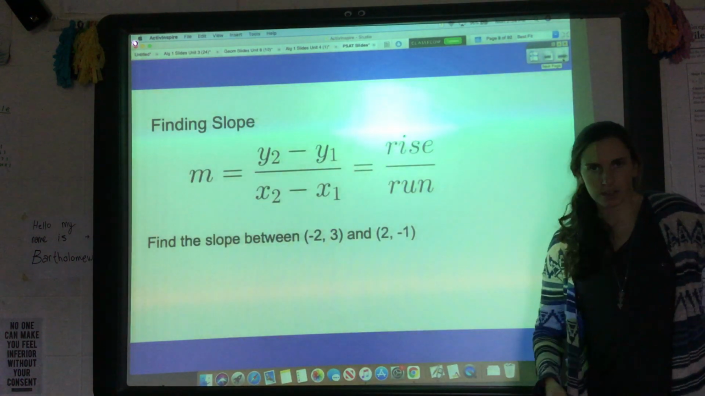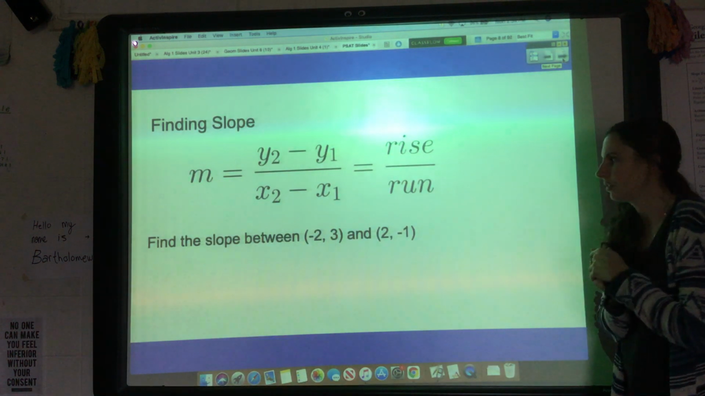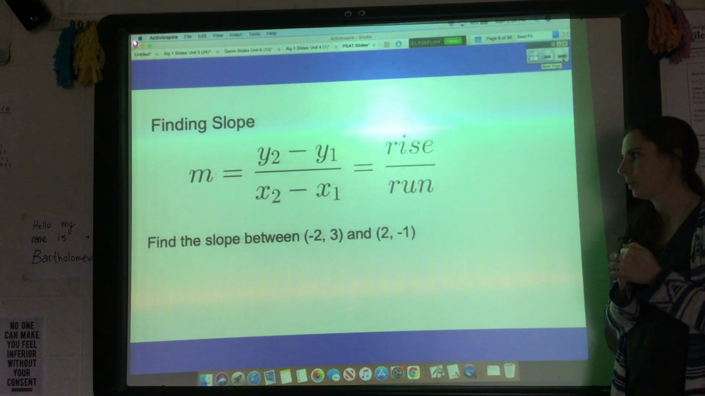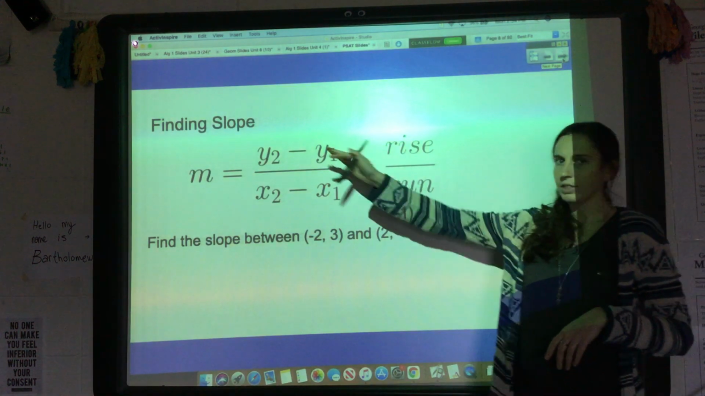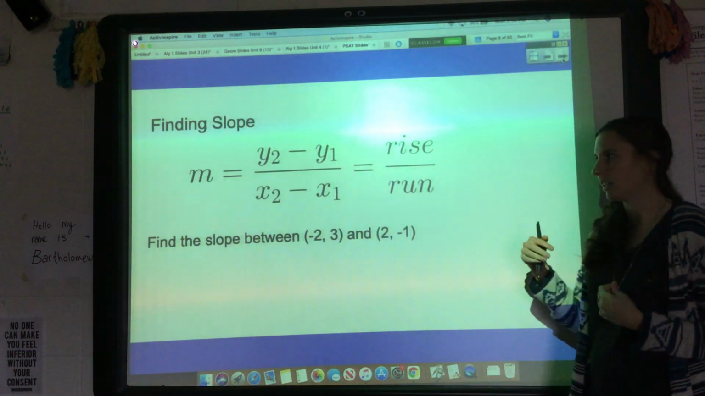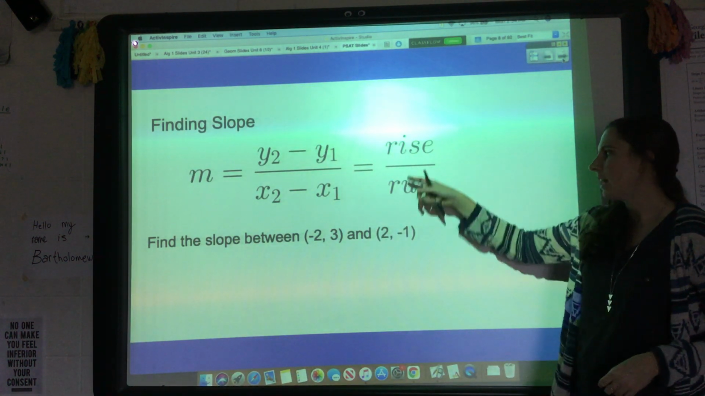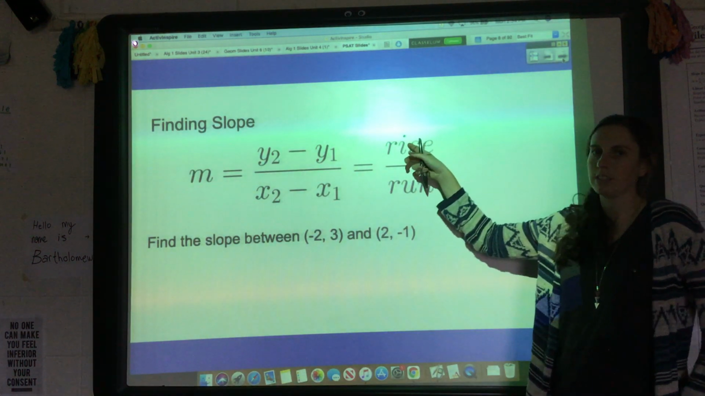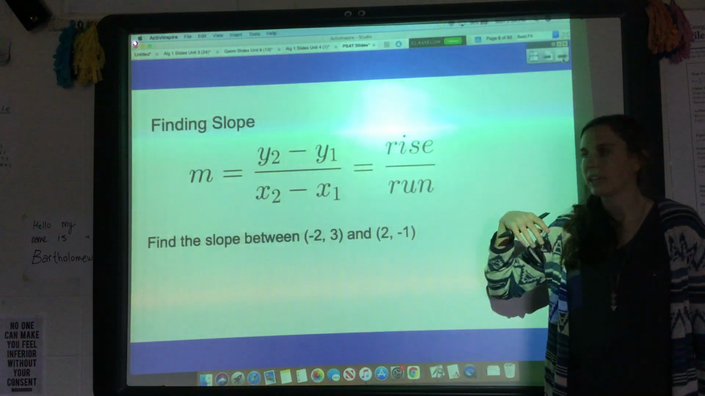All right, let's get into some linear functions stuff. Just a reminder about slope. You're probably not going to be given this formula on the test. You'll need to know this. Slope is the rise over the run. It's the change in y values divided by the change in the x values.